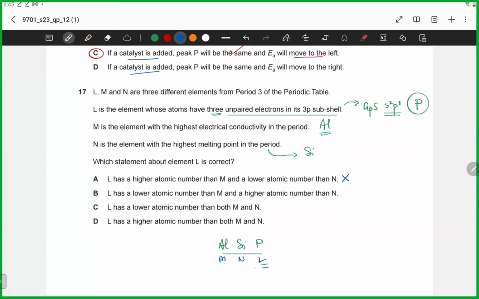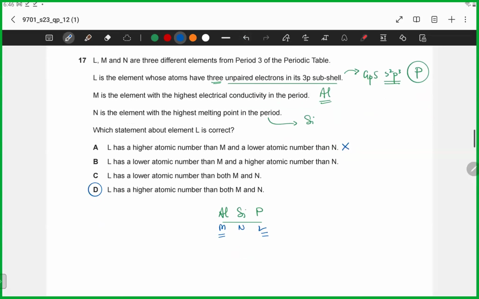L has a higher atomic number than M. Oh, sorry, I thought it's an N. और फिर वो कह रहा है lower atomic number than M. वो गलत है. L has a lower atomic number. नहीं, L has the... D है ना. Yeah. ठीक है. So this one is D. Clear है?